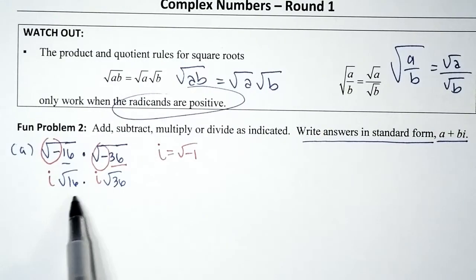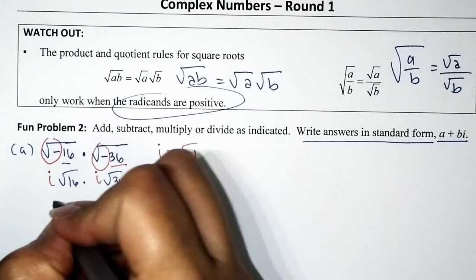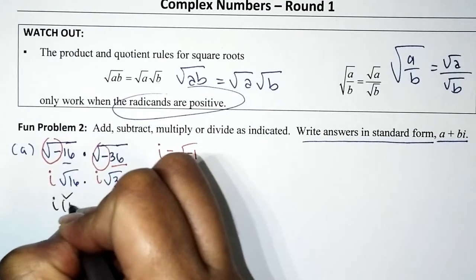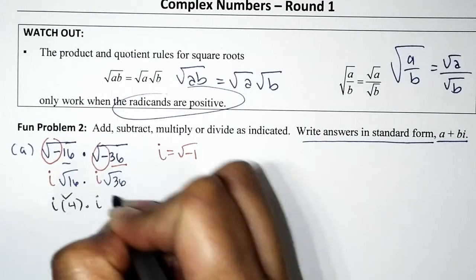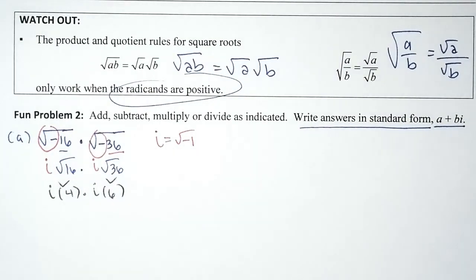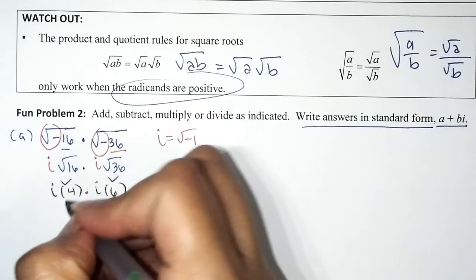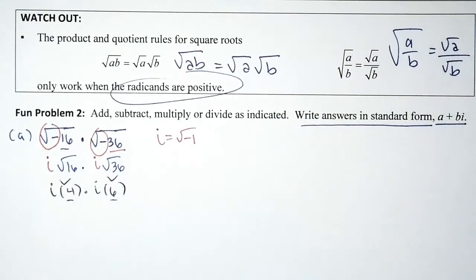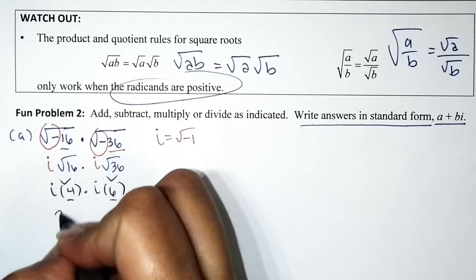Let's go ahead and simplify the square roots and then take it from there. Last time I checked, the square root of 16 is 4. Last time I checked, the square root of 36 is 6. Fantastic. Now for the grand finale, I want to know what's the product of i, 4, i, and 6. With your permission, we're going to multiply the integer factors first, and then we'll multiply the i's at the end. The product of 4 and 6 will give us 24.